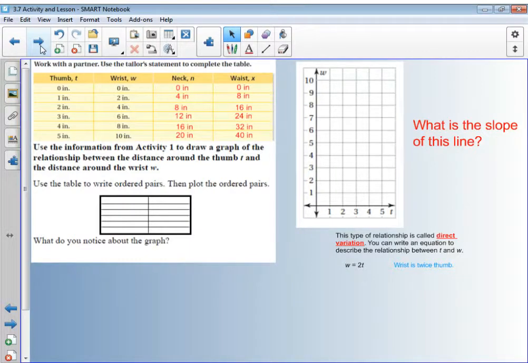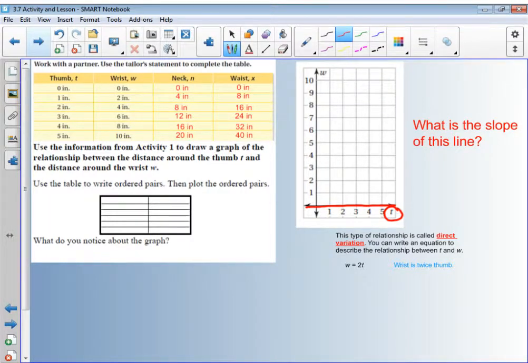So here it says, use the information from activity 1 to draw a graph of the relationship between the distance around the thumb and the distance around the wrist. So one thing that I do want you to understand is we are used to X's and Y's, and this line that goes right here is always our X. Well, they're actually using T.